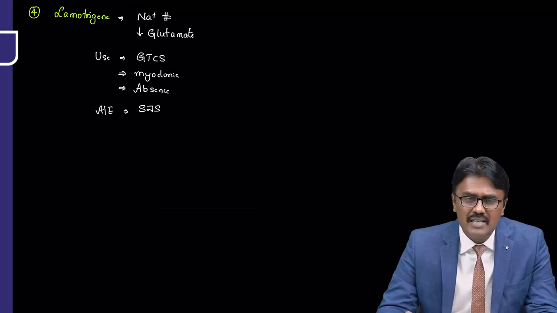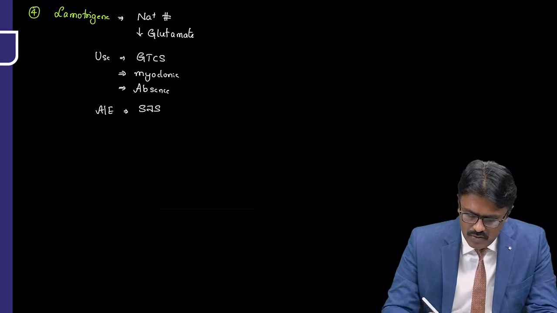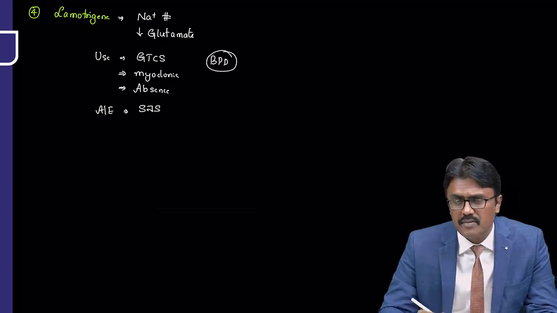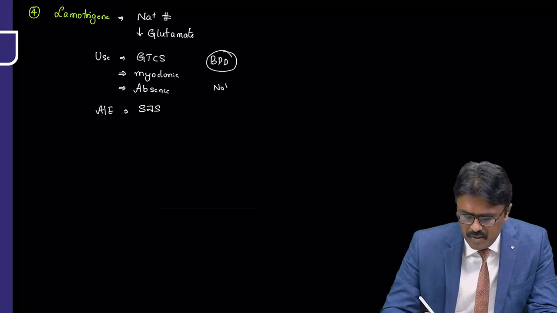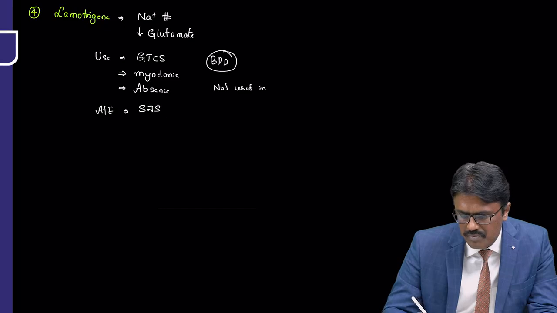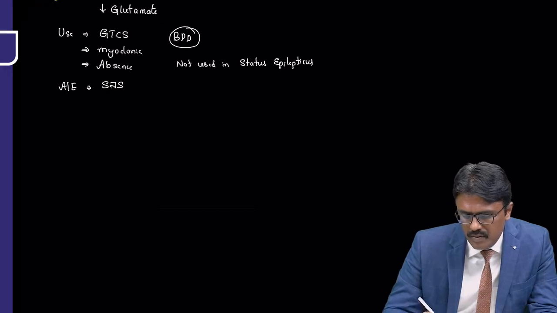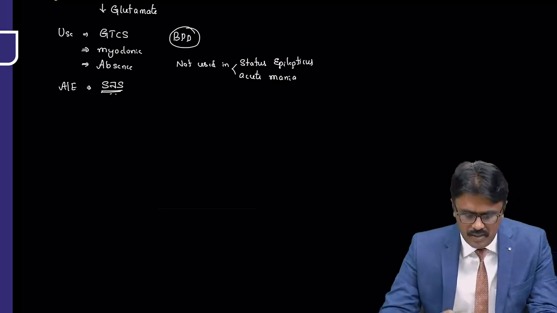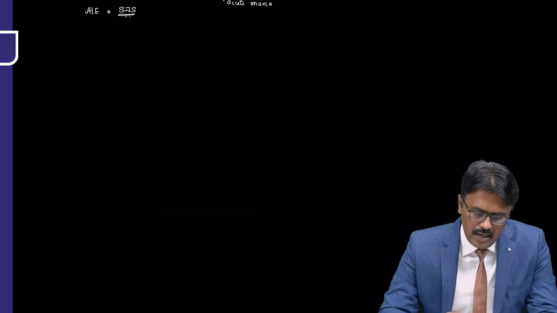Do we use lamotrigine in status epilepticus? No, we don't use it. Do we use it in acute mania? No. So it is used in bipolar disorder also, but not used in mania and status epilepticus. Very much important. Please write down that. Lamotrigine is not used in status epilepticus and not used in acute mania, because in these cases you have to give it IV, and when you give IV there is a risk of Stevens-Johnson syndrome. So that is the fourth drug, lamotrigine. In the future it may replace valproate. Let us see.